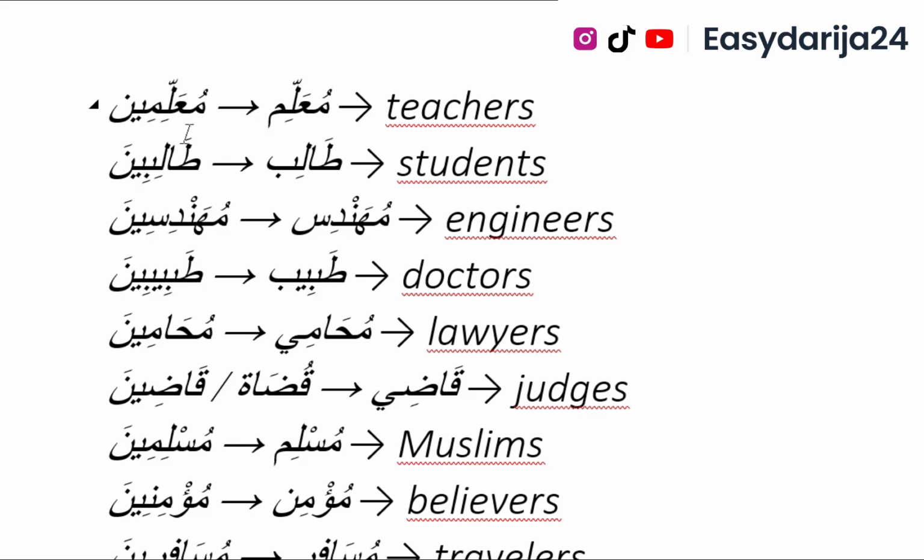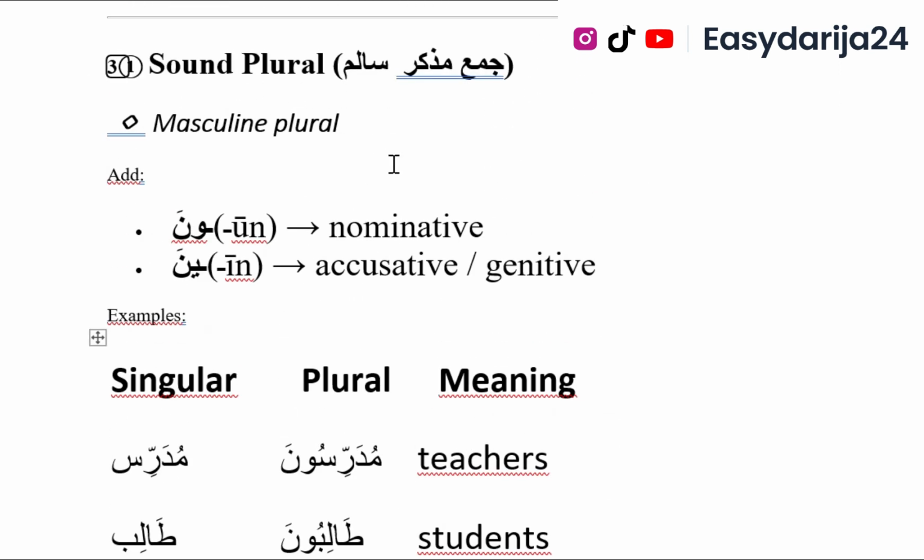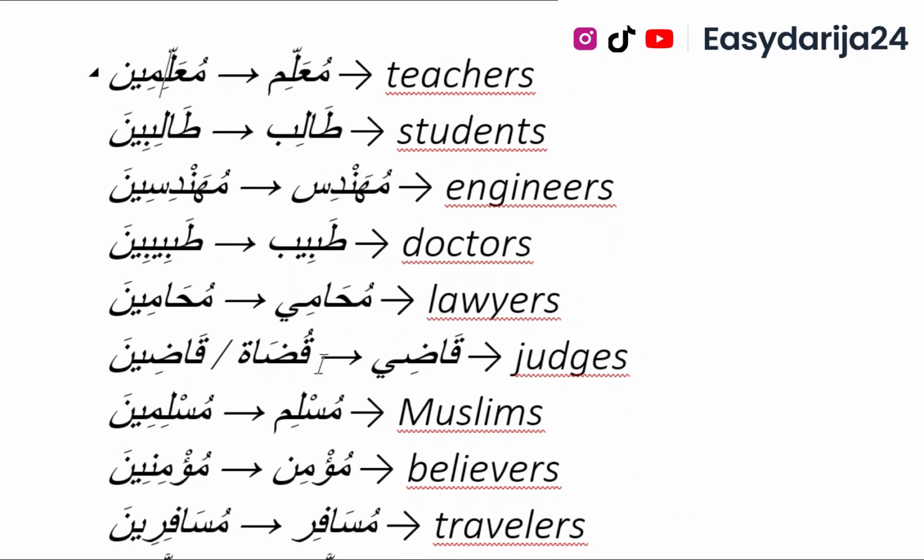معلم, معلمون. معلم, معلمين. طالب, طالبين. We see here we add ya as a long vowel and na. Ya and na as a suffix to the masculine plural nouns.